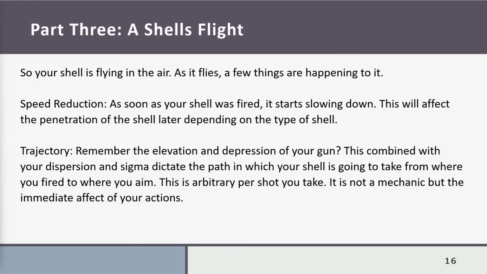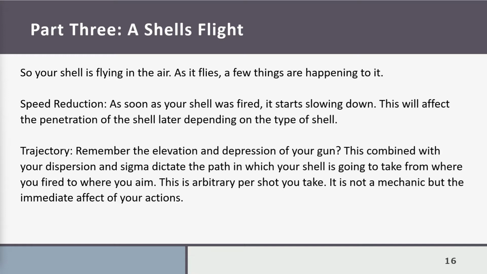As your shell's flying through the air, a couple things happen to it. First, as we mentioned, the speed reduction. As soon as you fire, your shell starts slowing down. This will affect your penetration later. If your shell is moving at 200 meters per second, you're going to shatter, you're going to bounce, you're going to do some weird crap. If it's moving at 800 meters per second, you're probably going to penetrate something unless you have a caliber difference, right? But for the most part, this is a very big part of how your shells get to their target.